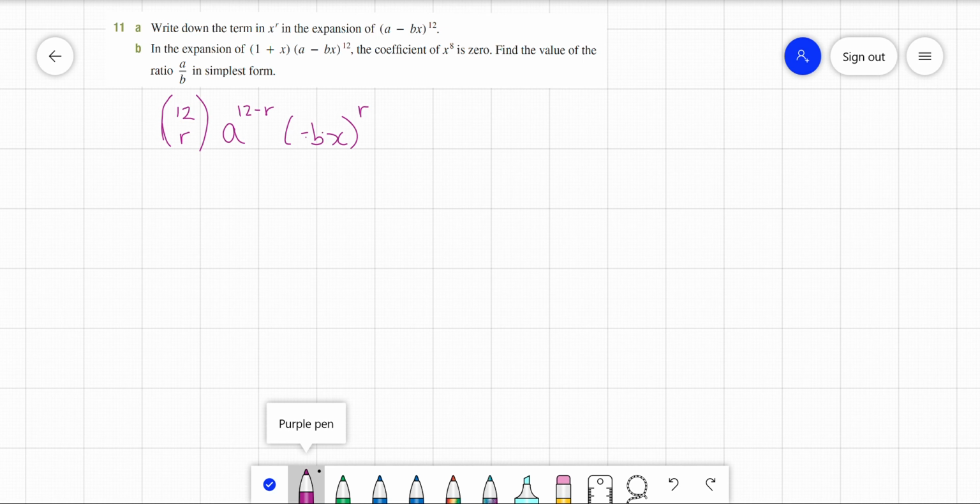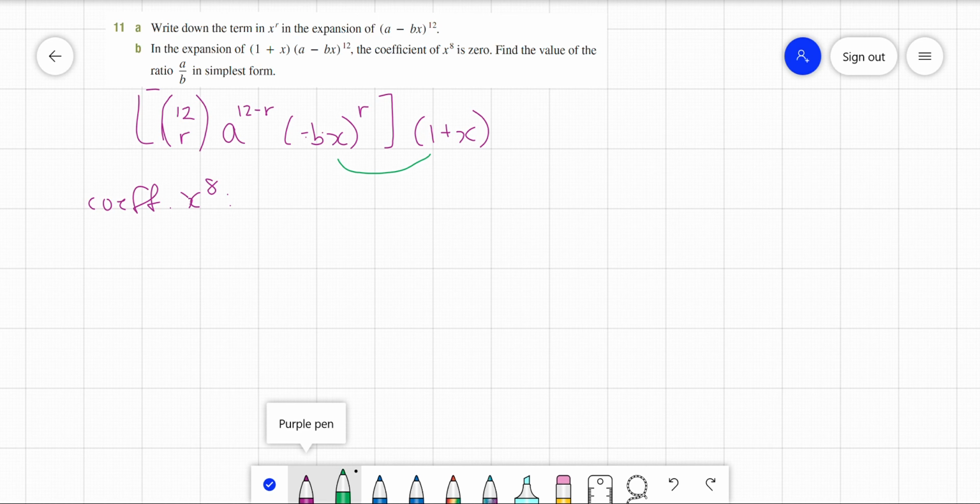Alright, write down the term in x^r in the expansion. So when I then times that by 1 plus x, I want the coefficient of x to the 8, apparently. If I take that and times by 1 plus x, if I'm looking for the coefficient of x to the 8, I could put r equals 8, and then times 1 would give me x to the 8.